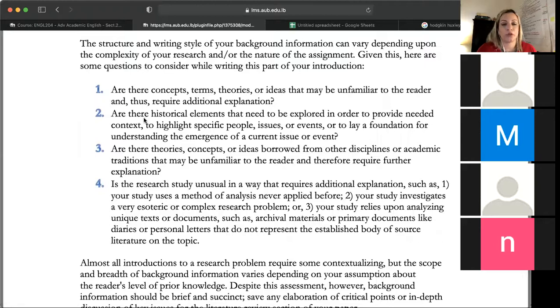Are there any historical elements that need to be explored? Let me give you an example. So if you're talking about cancer treatments, you can give some background information about the first research that was done and the first treatments that were done, and who came up with the idea, how was it developed, etc. So you're giving sort of like a historical lesson, but keep it short.